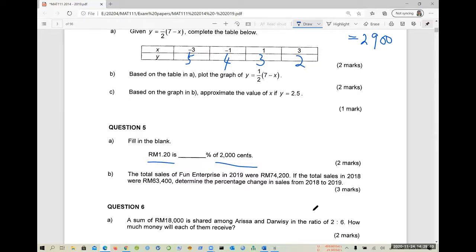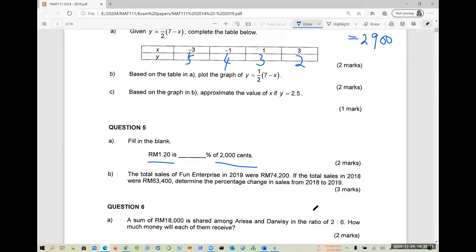Okay, this is in cent. So in this case, 1 ringgit is equivalent to 100 cents, right? So 1 ringgit is equivalent to 100 cents. So that means you have to change either cents to ringgit, or change the RM into cents. So either way will be the same.